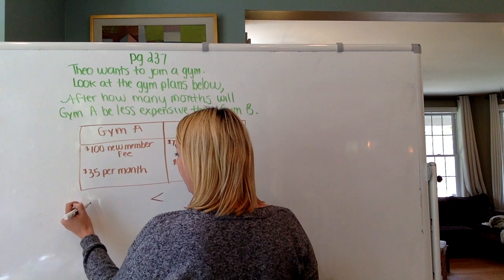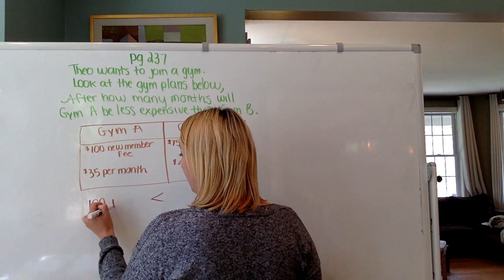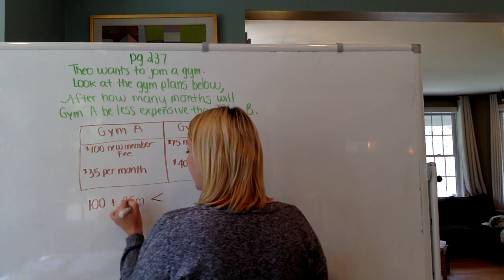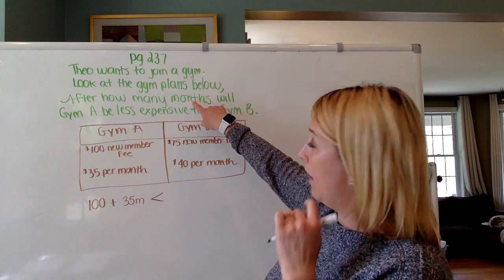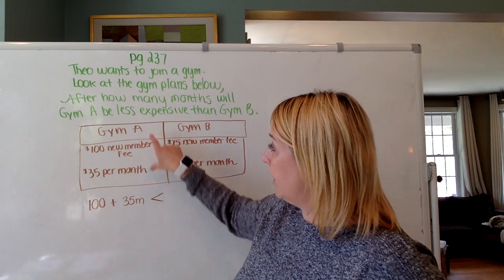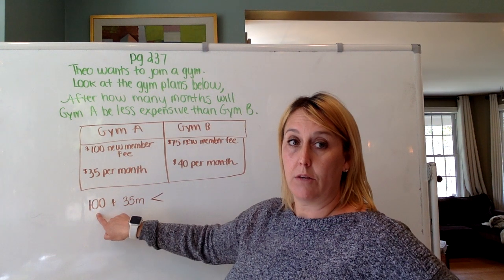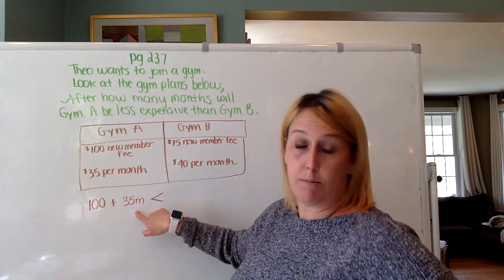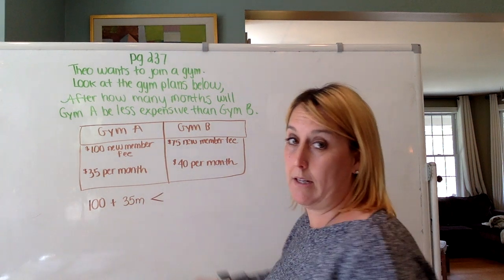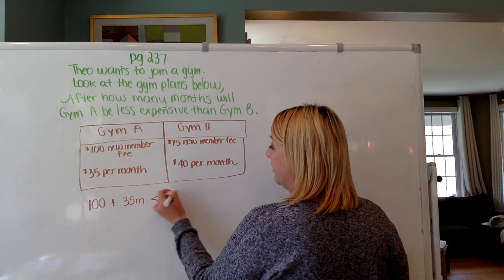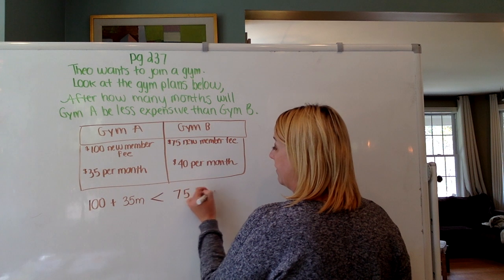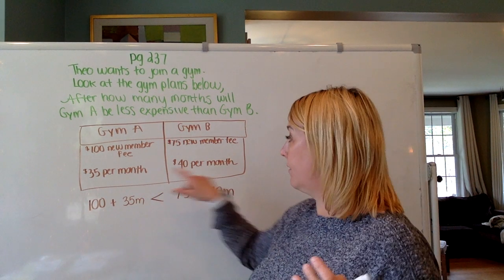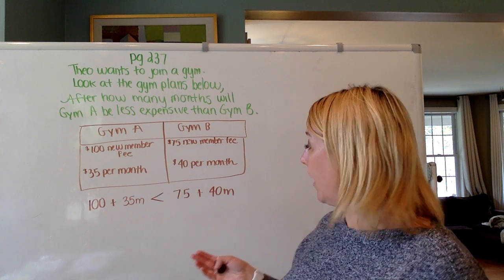So we have our $100, that's the constant, plus $35, and I'm going to say M, because we don't know how many months. That's what we're solving for, after how many months. So we would represent gym A as a $100 one-time fee that you pay, plus $35 M, is going to be less than $75 plus 40M, because we're using months for both of these, so they're the same variable, okay?